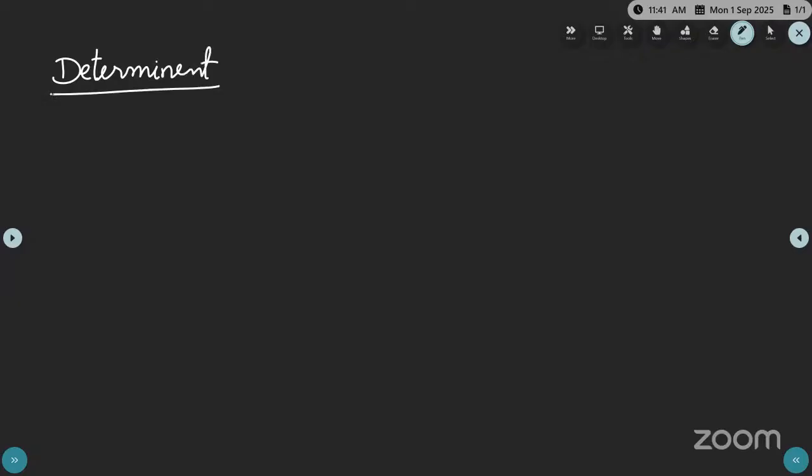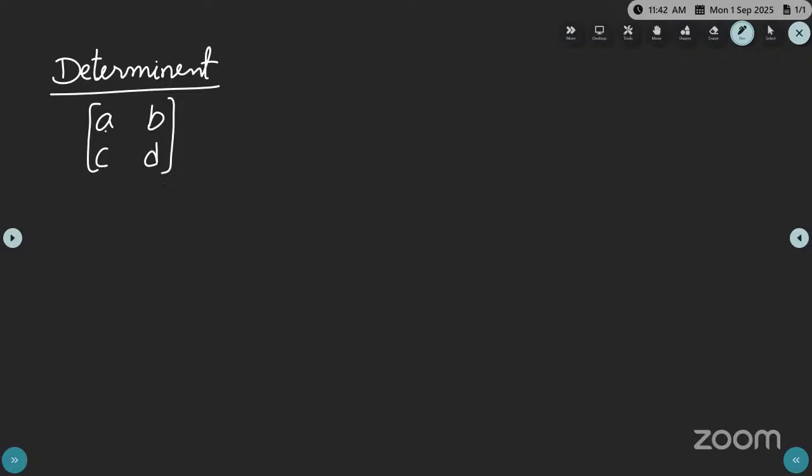What is the determinant of a square matrix A, B, C, D? AD minus BC. If it is 3 by 3, yes. If it is 4 by 4, 5 by 5, n by n, how to find it? Listen. Before writing the determinant, you need to know the minor of an element.